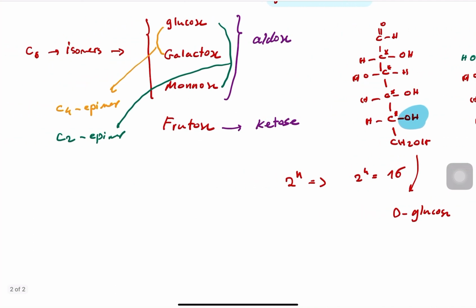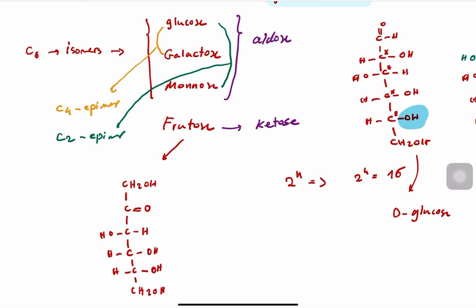But fructose, it is a ketose. For the drawing of the fructose, first carbon must be CH2OH, because the minimum position of the ketone is in the carbon number 2. I drew the ketone here, and I continue exactly the same as the glucose. The same situation, carbon 3 OH, carbon 4 OH in the right, carbon 5 OH is again in the right, and in the last one, CH2OH.